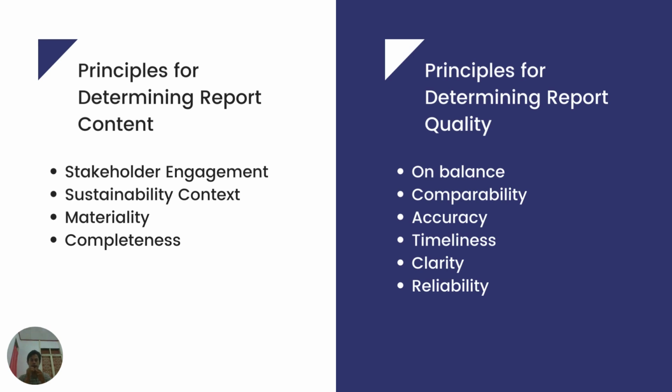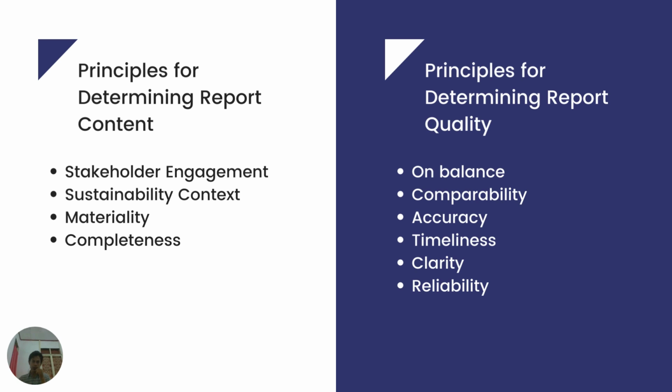We discussed two types of principles of reporting. The first is principles for determining report content. The first is stakeholder engagement. The organization identifies its stakeholders and explains how the organization has responded to their reasonable expectations and interests. And the second is sustainability context. The report should present the organization's performance in the broader context of sustainability.